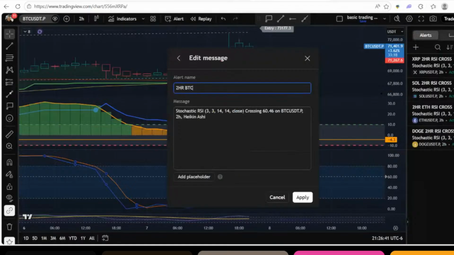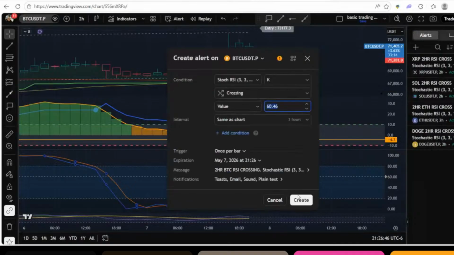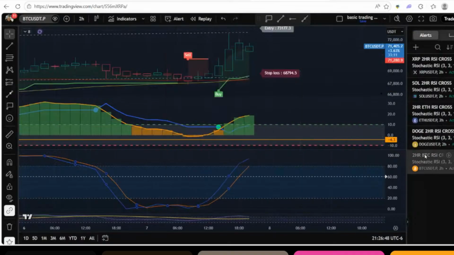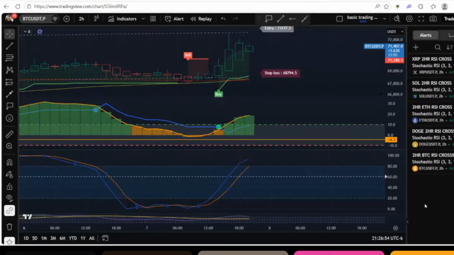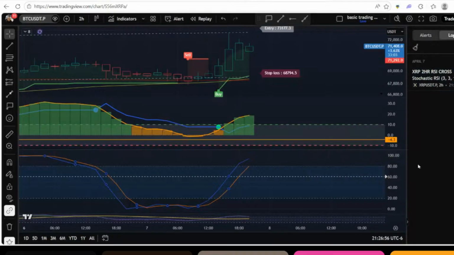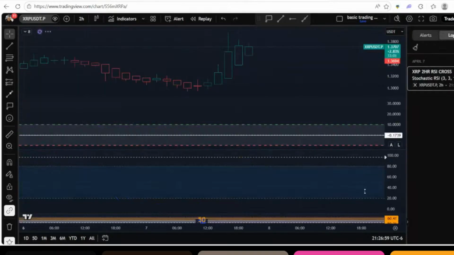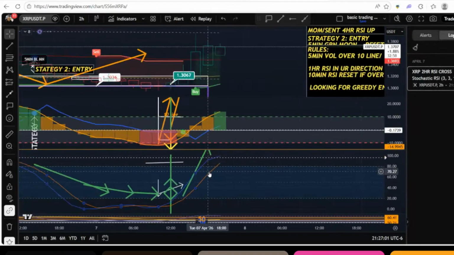So 2-hour BTC RSI crossing. All right, very simple, apply, create. So now my alerts are over here. I can see 2-hour XRP, Solana, Ethereum, Doge, and Bitcoin, right? So now as these alerts come to me, which will be in my log, I can just click on them. It takes me to that coin, and it alerts me what's going on.